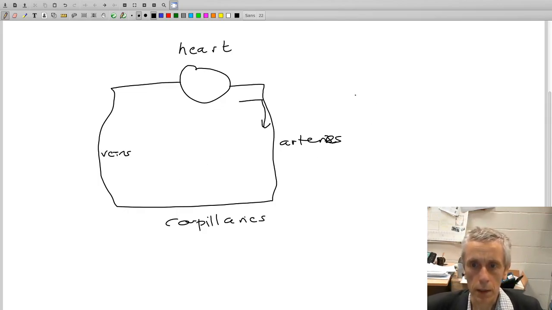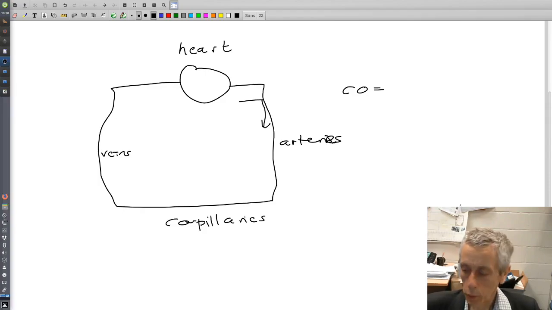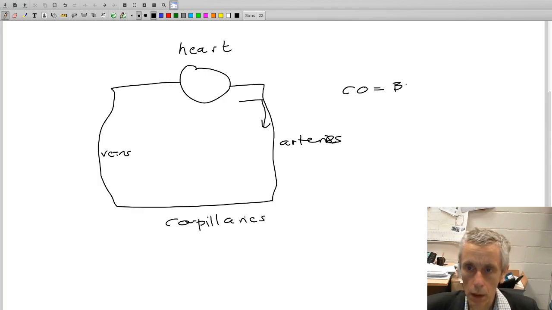First thing to realise is that cardiac output, so that's the number of litres per minute leaving the heart, is equal to the blood pressure divided by the peripheral resistance. This, of course, is what we're trying to control.